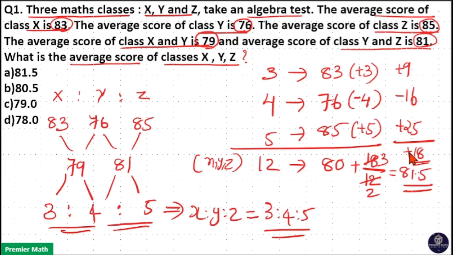80 plus 1.5 is 81.5. So option A is your answer.